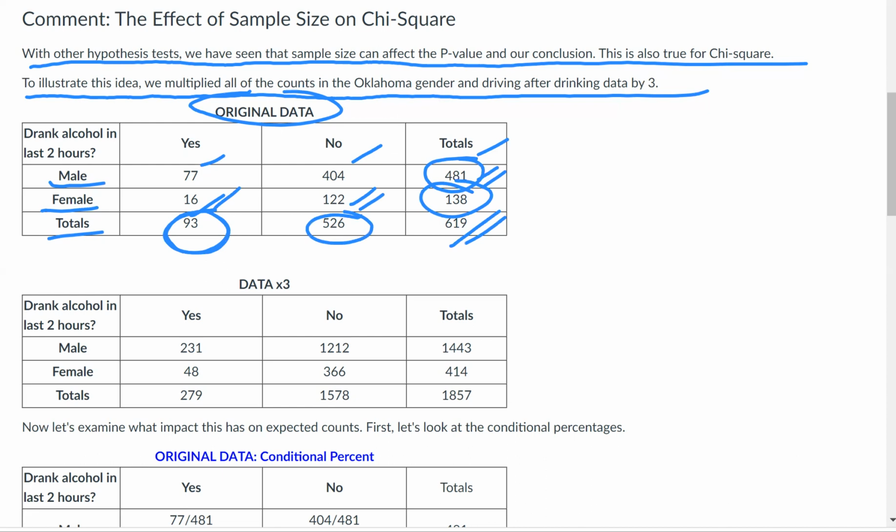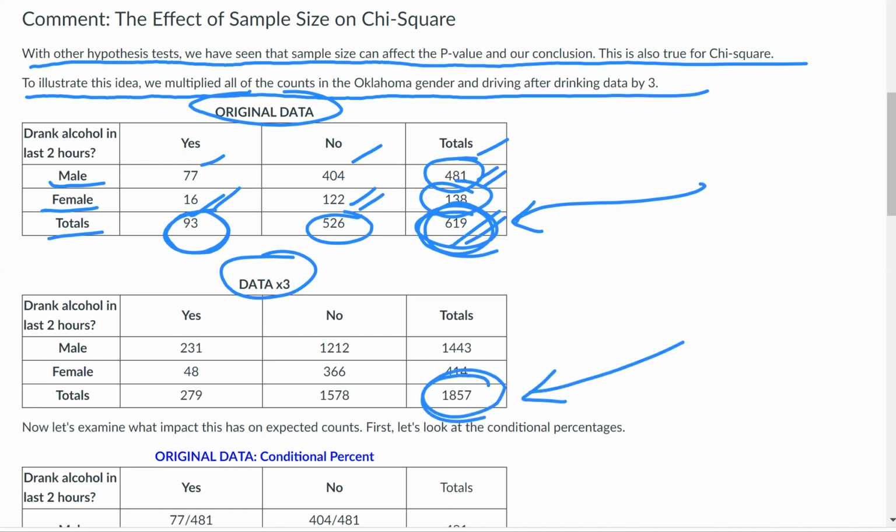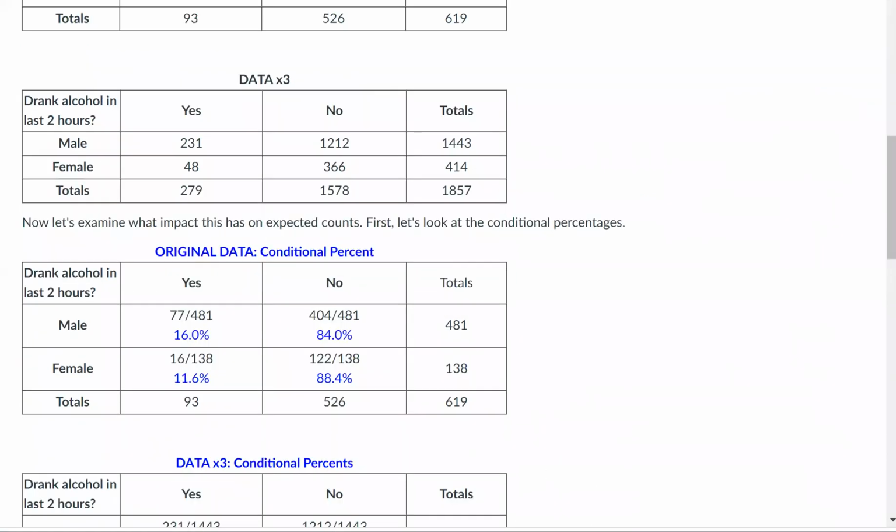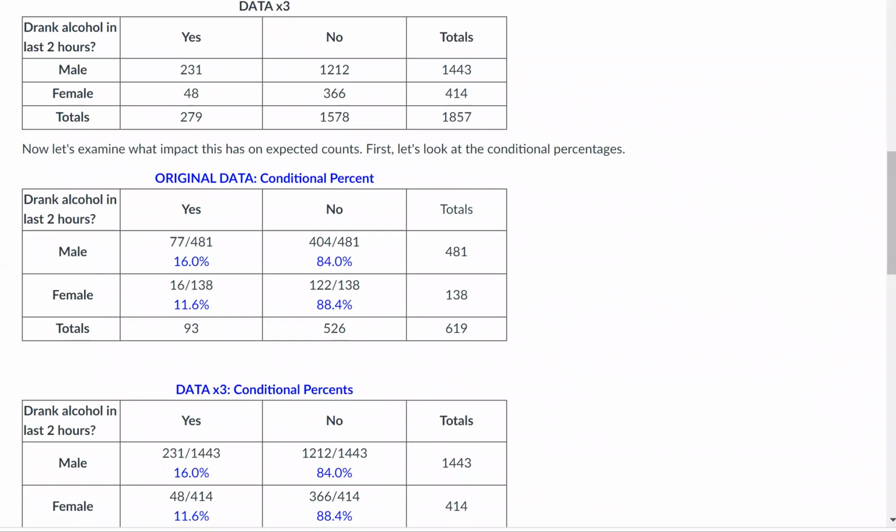Let's multiply all those numbers by 3, for example. Instead of about 600 people that we polled, the total number of people, now we have 3 times that many, 1,800 or a little more. Just imagine if the results were the same proportion-wise: the number of males out of the total number is the same, and all the yeses and nos were about the same proportion, but, just to make it interesting, we have 3 times as many people that we're looking at. Now we'll examine what impact this had on the expected count.